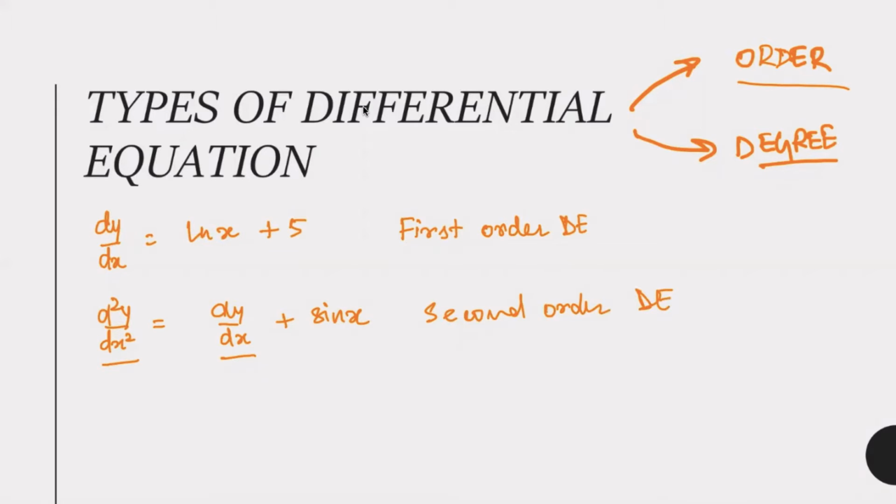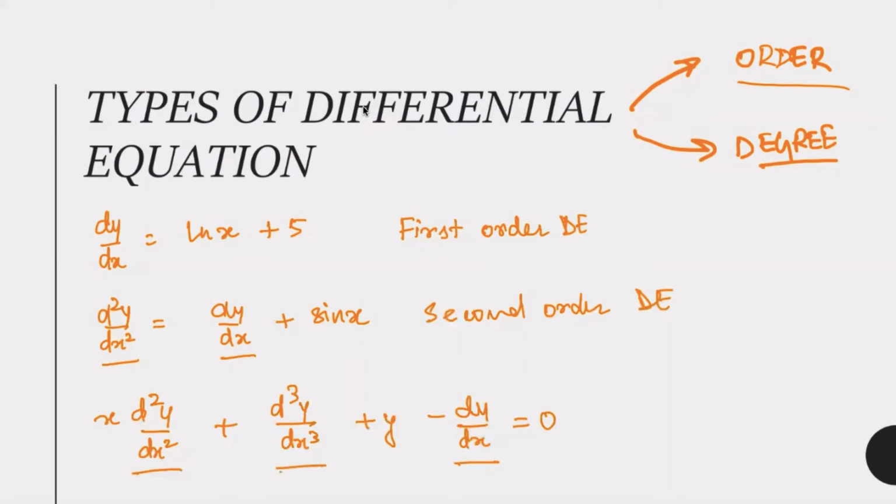Similarly, if we have an equation which involves a third order derivative, let's suppose we write down some random equation. Now, in this equation, there are all three derivatives. This is first order, second order, third order. But the highest order of the derivative in this equation is third order. So we'll say this is a third order differential equation. Clear with this part? Okay.